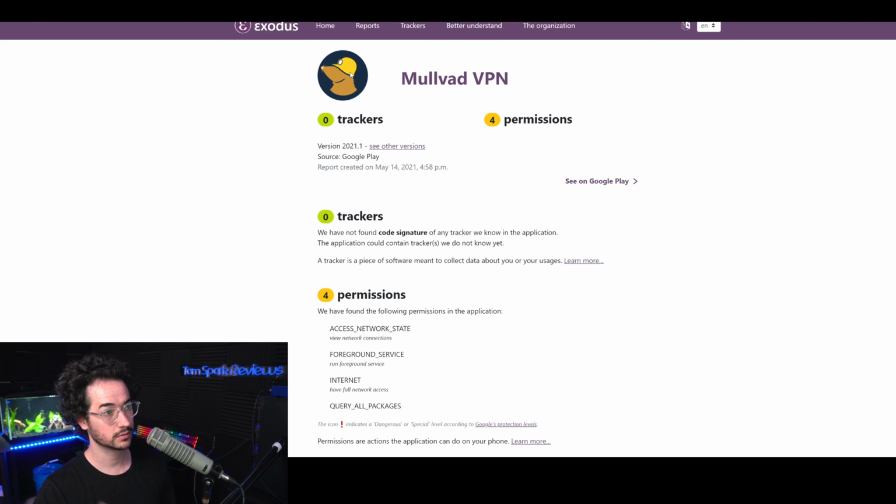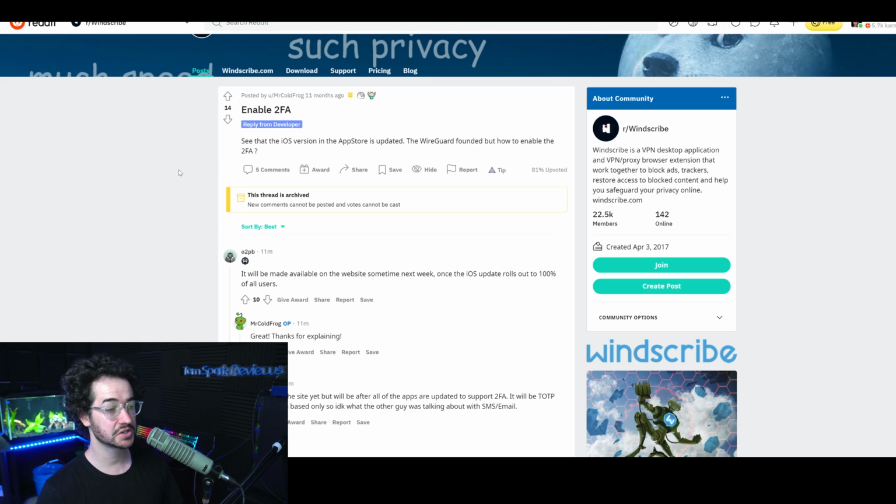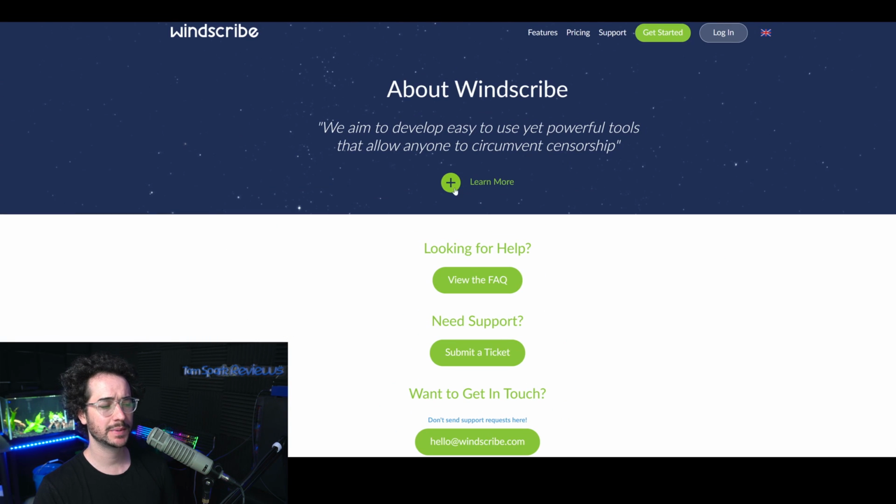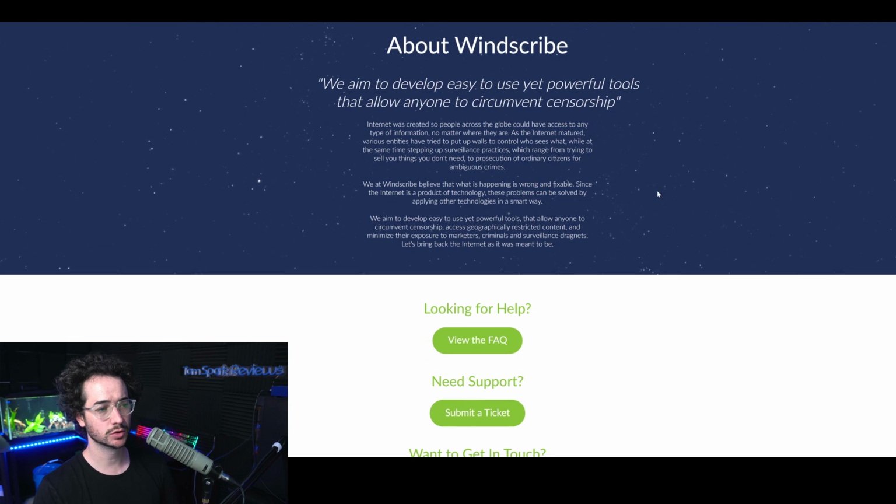So there you go. Windscribe does have two-factor authentication, and they enabled it sometime last year, which is nice. So that's really good. In terms of the company that owns Windscribe VPN, as far as I know, it hasn't been sold or anything like that.